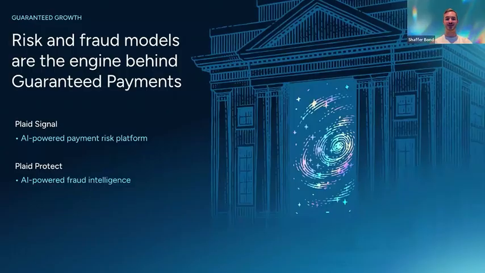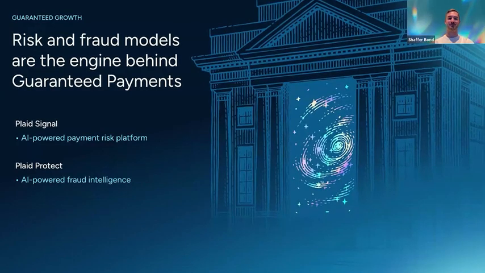And so at the end of the day, we'll go into what's behind this risk model to give you confidence in the outcomes that we can deliver. The engines are two things. Plaid Signal, which handles the payment risk and answers the question, is this ACH likely to come back due to insufficient funds or a closed account or some other issue with the transaction?